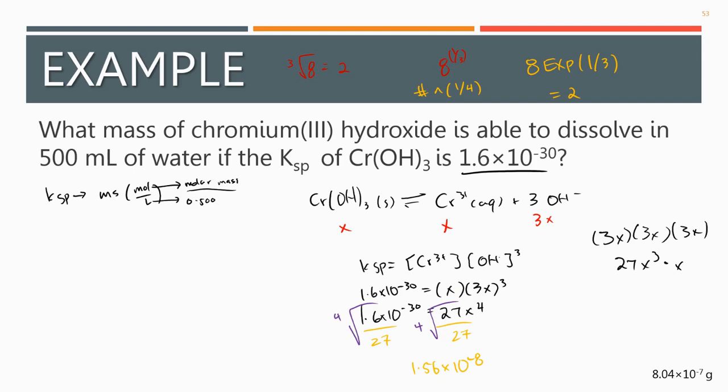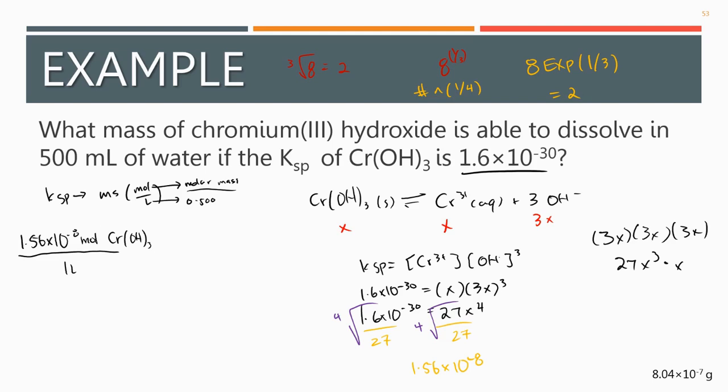Okay, so what this means is this number, I'm going to go with black, 1.56 times 10 to the negative 8 moles of chromium hydroxide will dissolve in 1 liter of water. That's what this number means so far. So what I want to do here is transform either the top or the bottom.